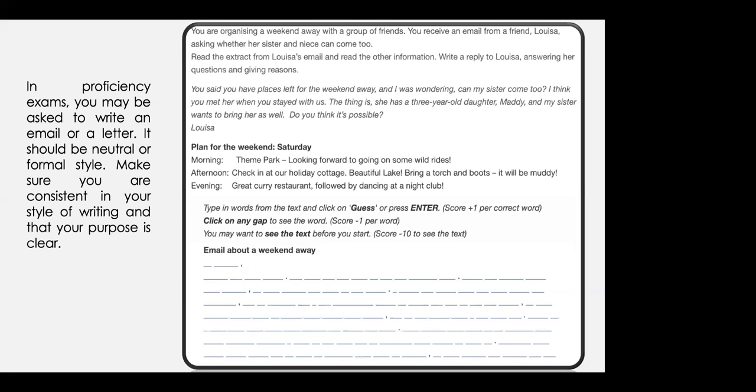Plan for the weekend, Saturday. Morning, theme park. Looking forward to going on some wild rides. Afternoon, check in at our holiday cottage. Beautiful lake. Bring a torch and boots. It will be muddy. Evening, great curry restaurant followed by dancing at a nightclub. Okay?